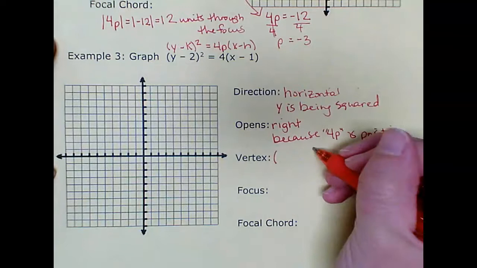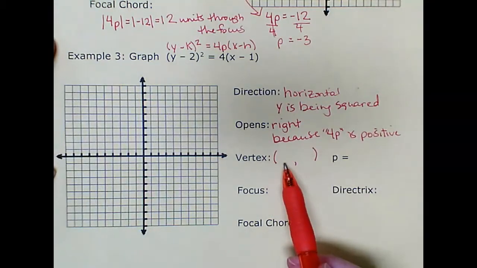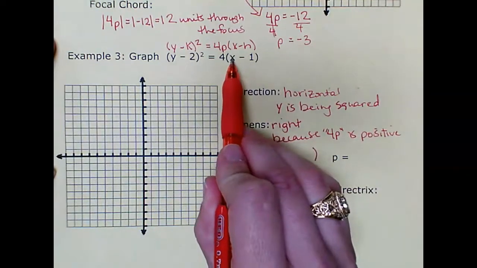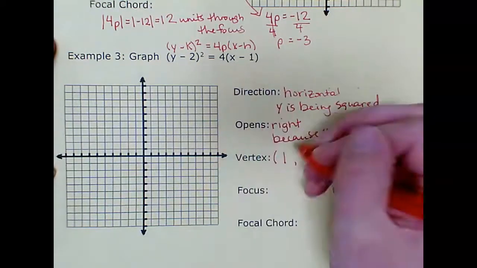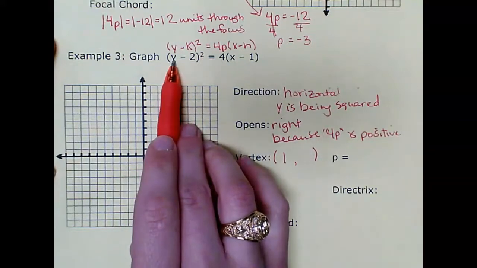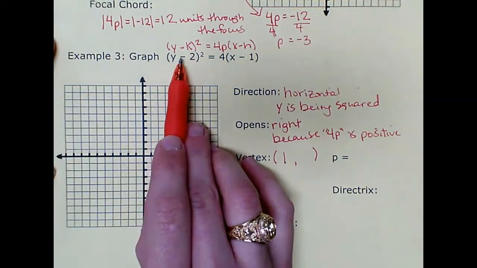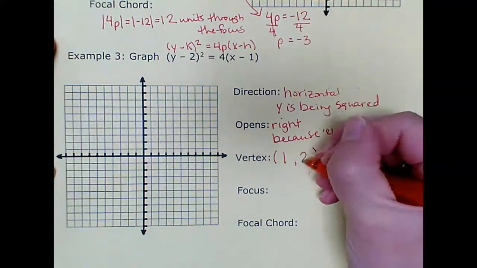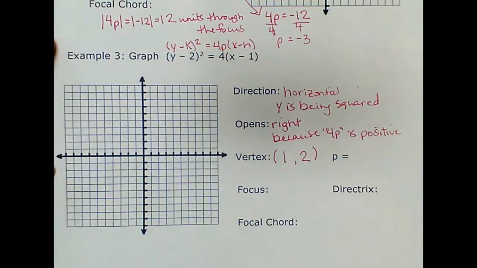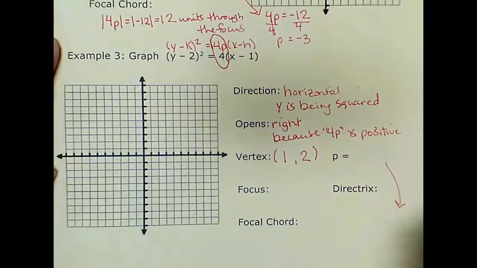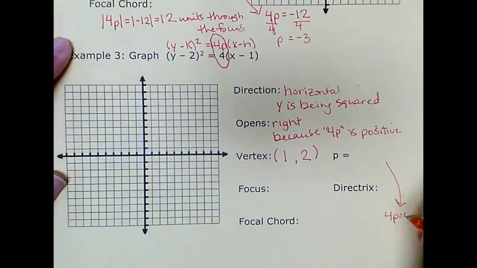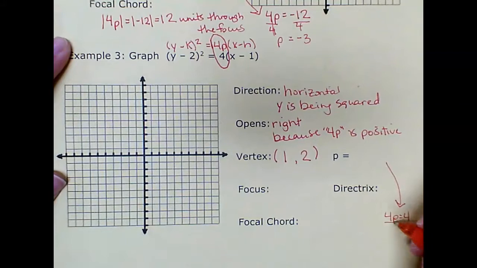My vertex, be careful, the h always is with the x. So here is the h value. The opposite of −1 is +1. The k is with the y variable, so the opposite of −2 is +2. The p value I get by doing my small little equation when I set these equal to each other. So 4p equals 4. If I divide both sides by 4, I get p equals 1.